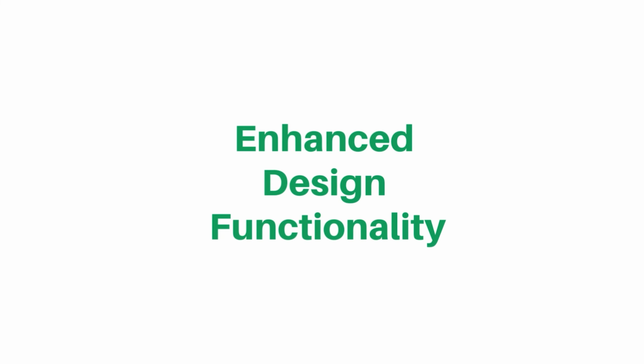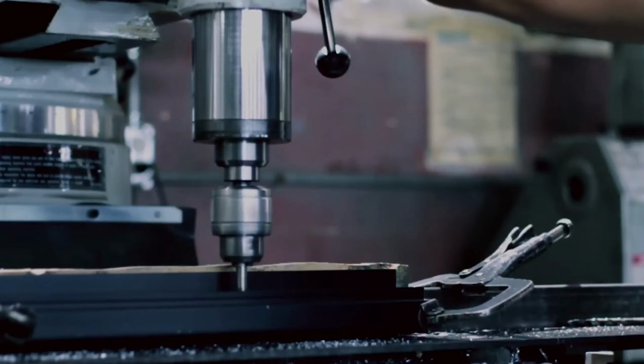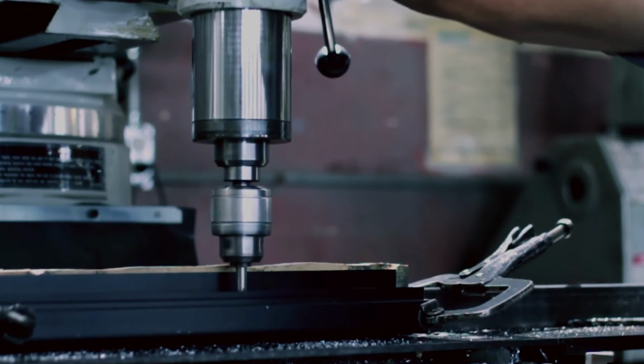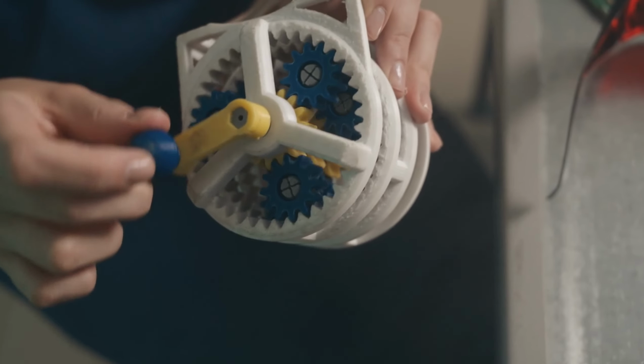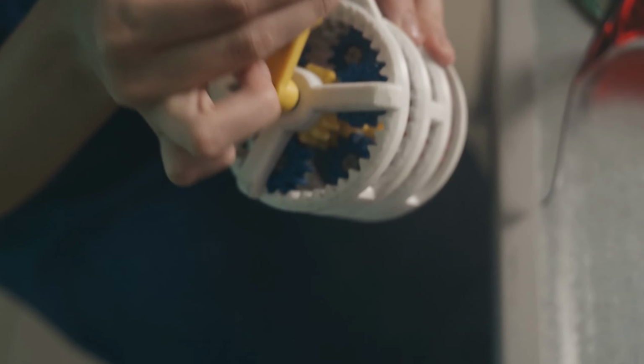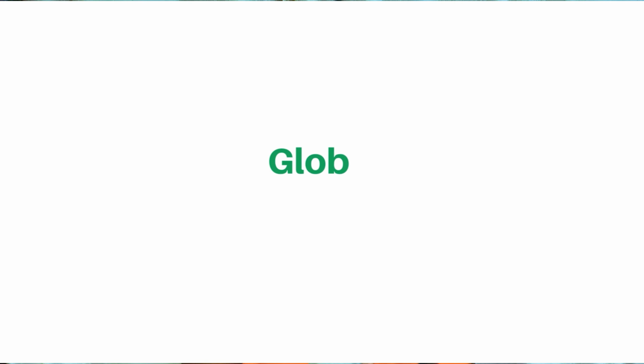At number 2, we have enhanced design functionality. It allows engineers to specify the functional requirements of parts or assemblies beyond just the basic dimensions. It includes the controls for features such as the form, orientation, position, and so much more. By specifying these geometric controls, designers can ensure that parts fit together correctly, move smoothly, align accurately, and function as intended. At number 3, we have global standards.